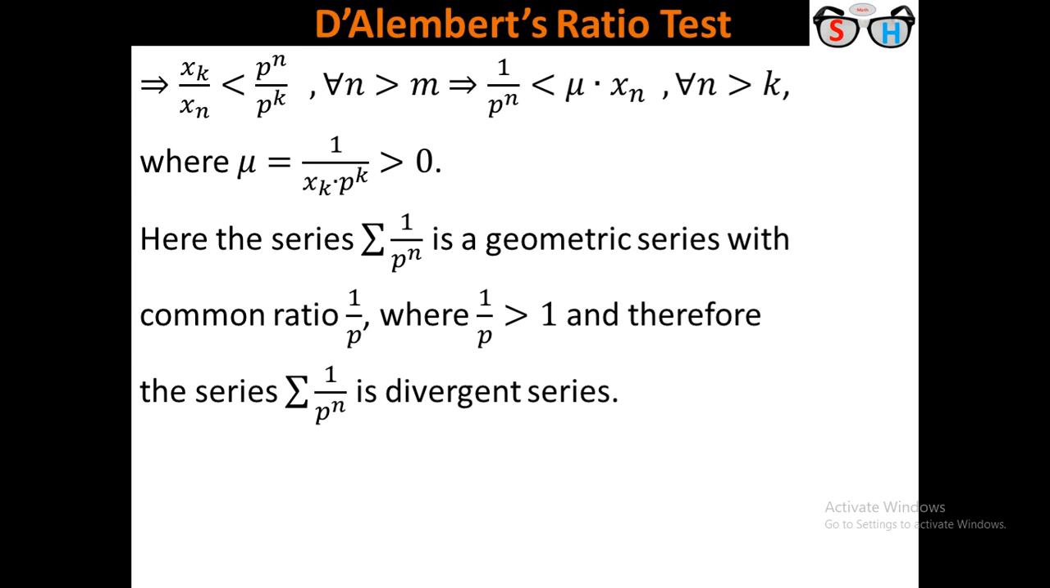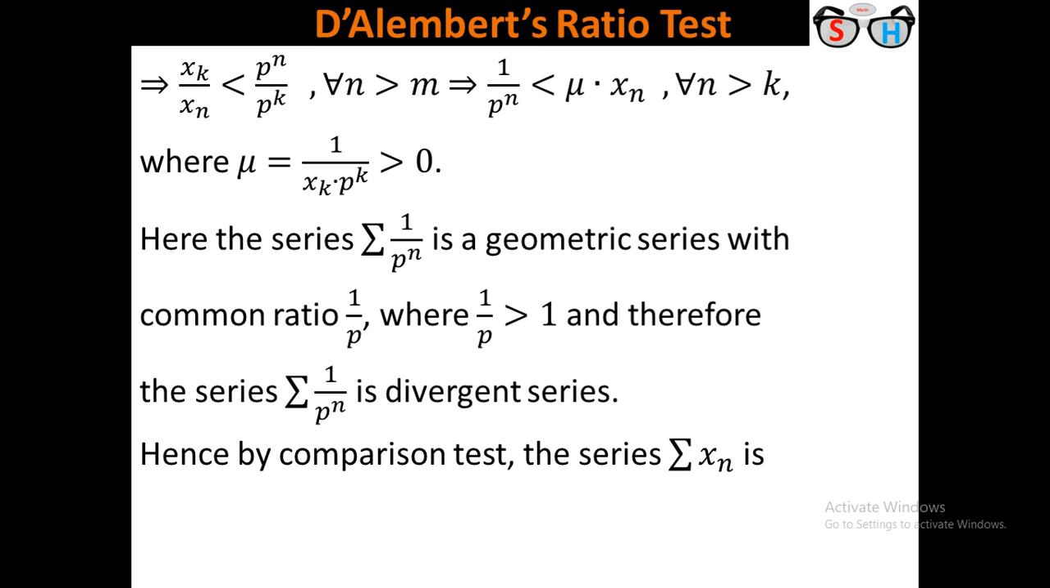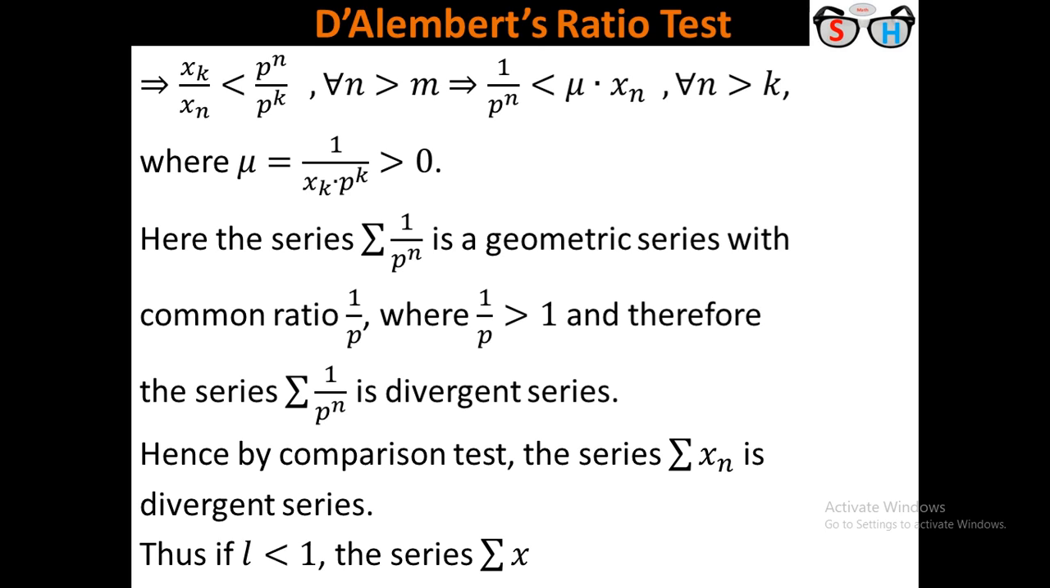So if you look at that relation and use the comparison test, you see that the smaller series is divergent, as a result the larger series must be divergent. So summation xn must be a divergent series. Thus if L is less than 1, the series is divergent. I hope that you understand D'Alembert's ratio test, the proof of the theorem.